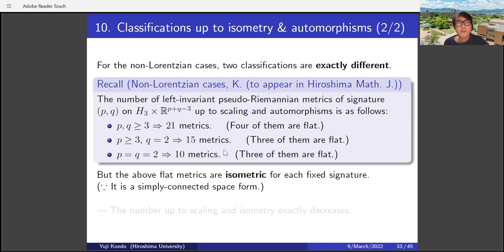But up to isometry, the above flat metrics are isometric for each fixed signature. This is since this Lie group is a simply connected space form. So which means that the number up to scaling and isometry is strictly smaller than the number up to scaling and automorphisms.